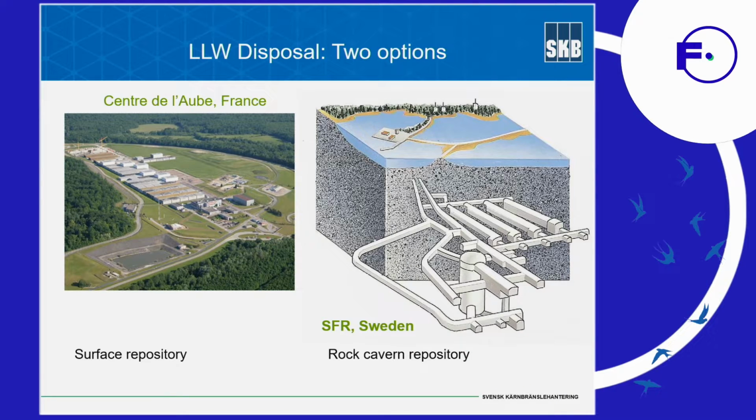Now to the disposal of the low and intermediate level waste. There are two types of disposal facilities used in the world. One is a surface repository, which is used in many countries, for instance, in France, in Spain, and it's planned in Lithuania. And the other one is that you actually build a repository in rock caverns, which is what has been done in Sweden, in Finland, and is planned for Germany. And rock caverns could be in clay or it could be in hard rock.